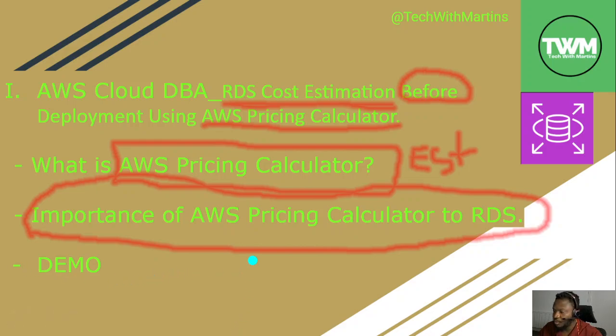So we'll be moving to a demo. The first thing I'll be showing you is how you can use the AWS pricing calculator to estimate your monthly cost, and how you can also use it to see how AWS bills your RDS instance, maybe to see the unit prices or the prices per instance, to see how AWS bills you based on your usage.